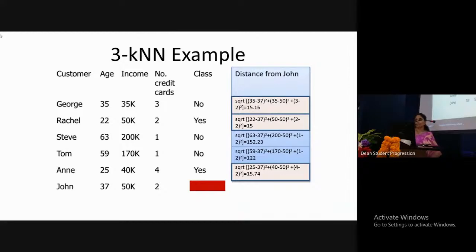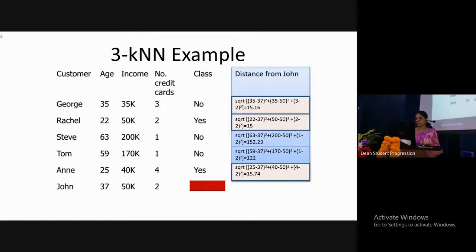What kind of distance measure am I using here? Here I am making use of Euclidean distance. When I take John and George, it is the square root of (35 minus 37) whole square, that is your age, plus your income (50 minus 35) whole square, plus the number of credit cards (2 minus 3) whole square. That is giving me a value of 15.16.